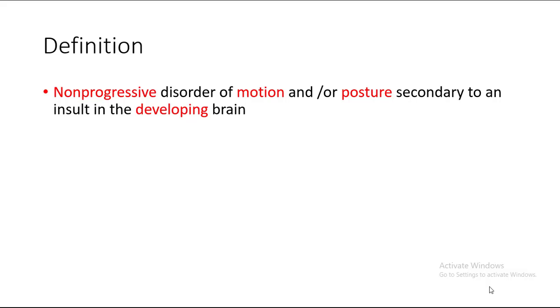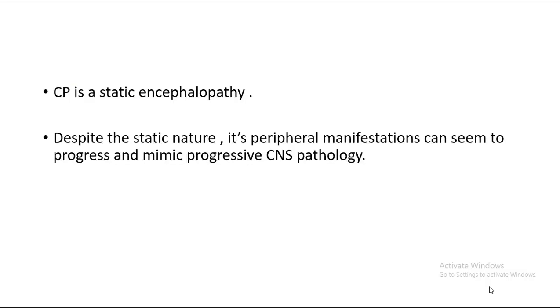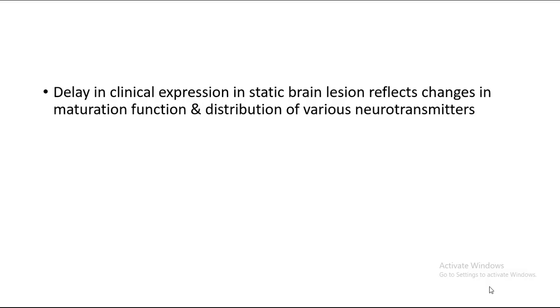The period of the developing brain is in the first 3 years of life and particularly in the first year of life. Some resources mention that brain development continues up to 5 years of age. So it's a static encephalopathy, yet we may find some progression in the peripheral features of patients with cerebral palsy. This reflects the changes in the maturation function, particularly the maturation of synapses, and the changes in the distribution of various neurotransmitters.